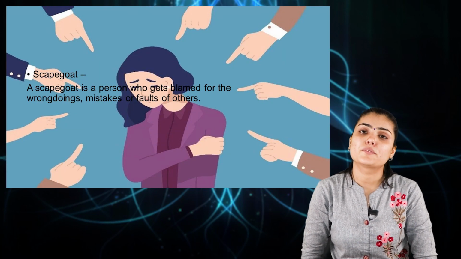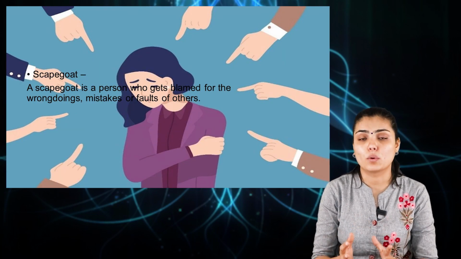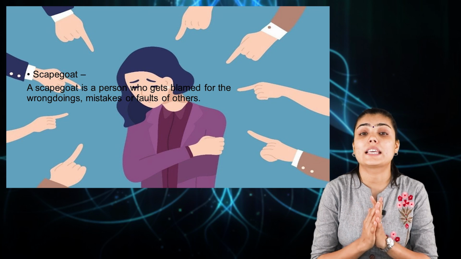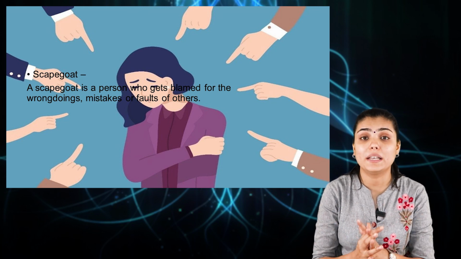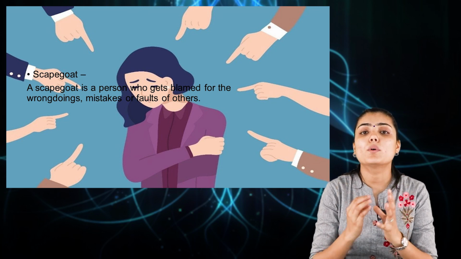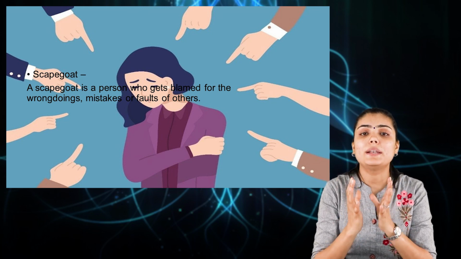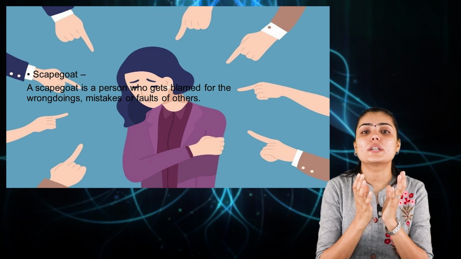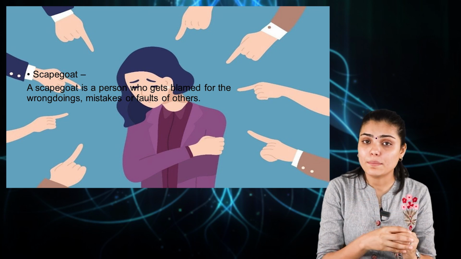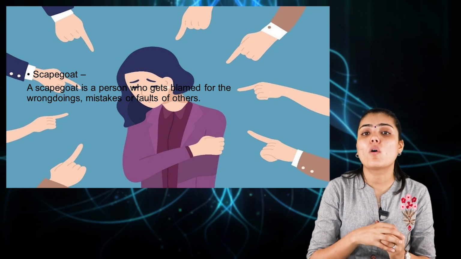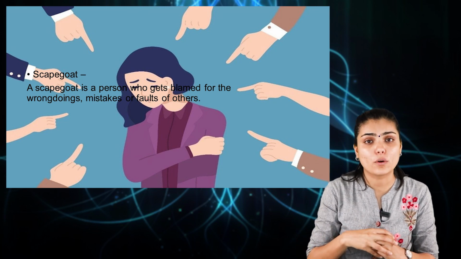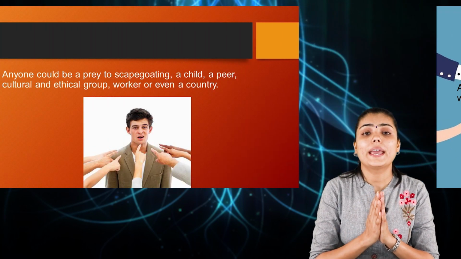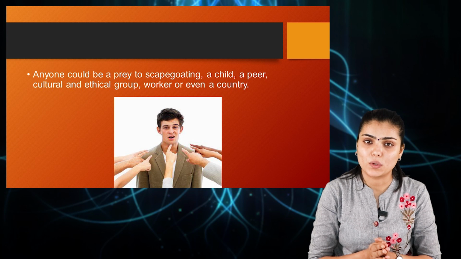The next type of social behavior is scapegoat. What is the meaning of scapegoat? It is also a very familiar term, right? A scapegoat is a person who gets blamed for the wrongdoings of other people. So, a scapegoat is a person who is blamed for the mistakes or the fault that other people have done or made. Now, anyone could be a prey of scapegoating.